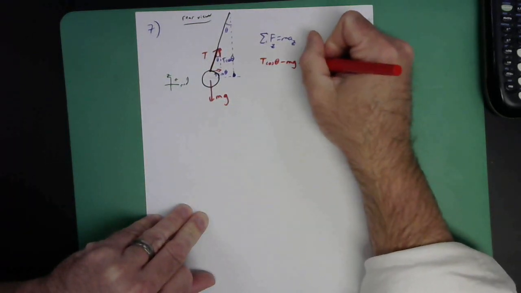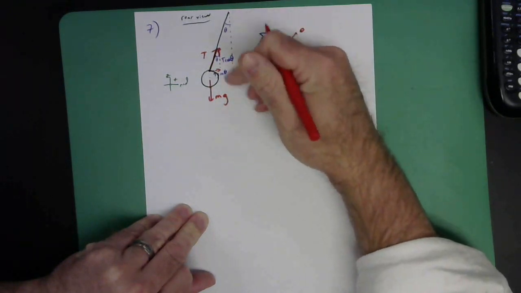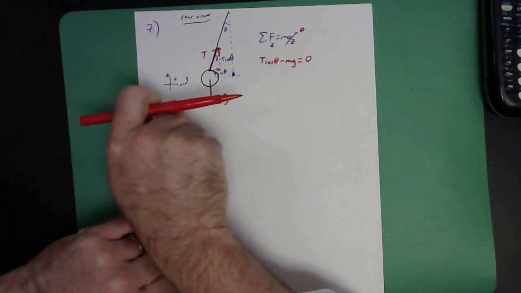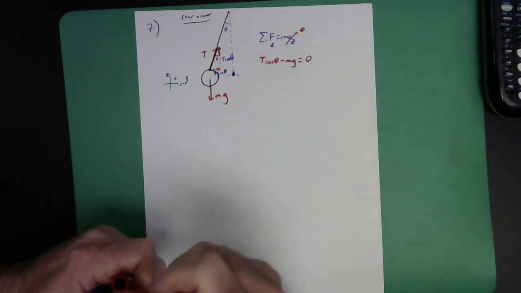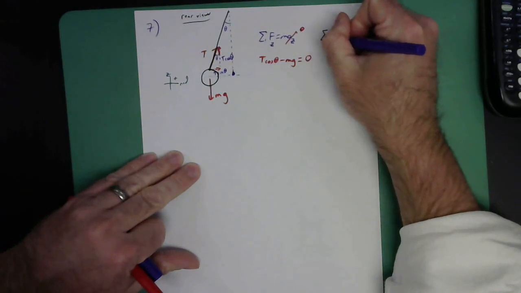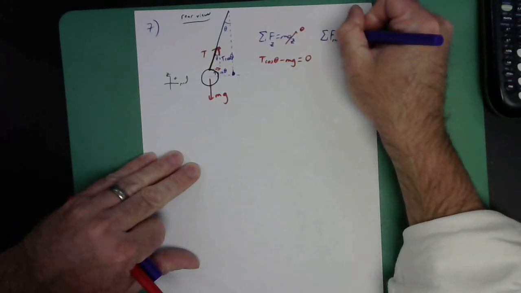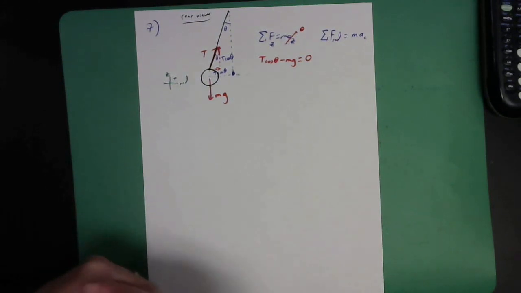So this is going to be 0. We're not accelerating up and down at all. However, we do have an acceleration toward the center to make us turn, right, as it whips around. And so in the radial axis, I'm going to have that centripetal acceleration.